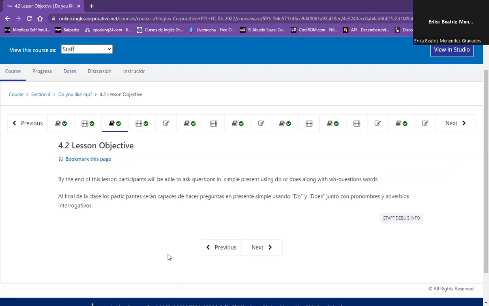I will share my screen in a whiteboard in order to make a little review of how to create WH questions. As we practiced yesterday, if you remember, the WH question is WH plus auxiliary verb, in this case do or does, plus subject, plus complement, plus period. This is the structure.